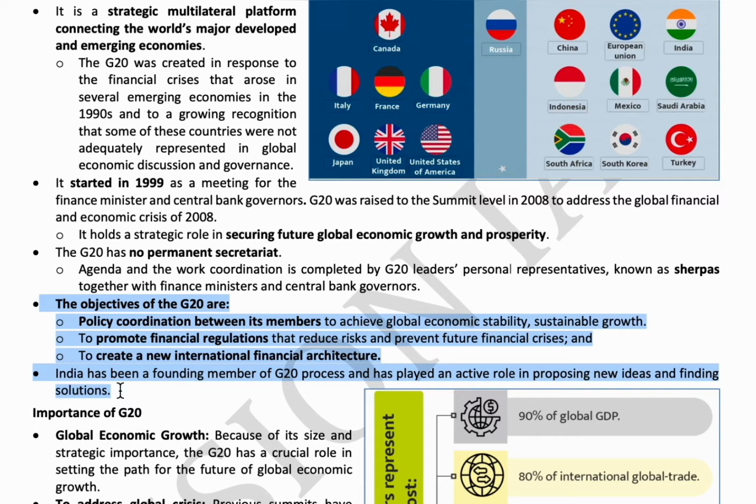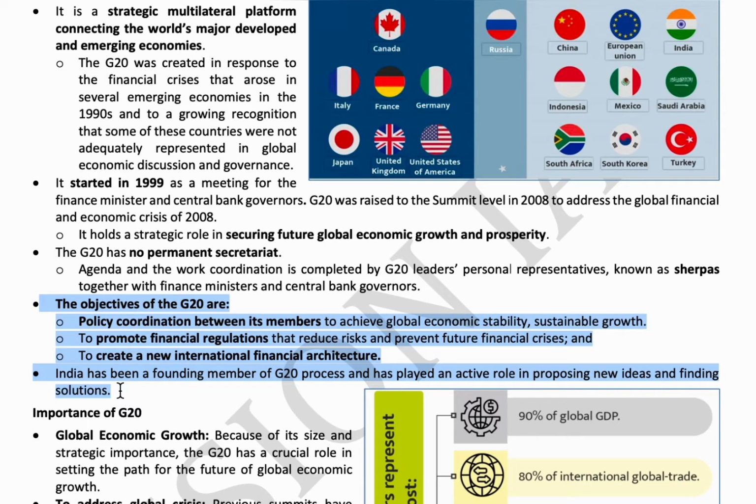Now, what are the objectives of G20? There are generally three main objectives of G20. One is to achieve economic stability. See, if all the finance ministers meet every year, then it is for economic stability only, right?